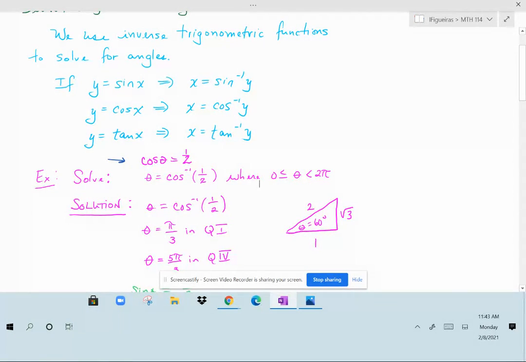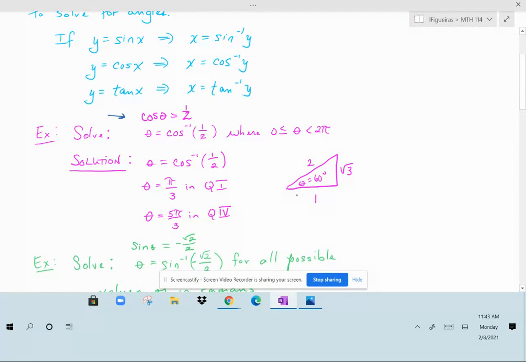So cosine is equal to a half when your angle is 60 degrees, and 60 degrees is equivalent to pi over 3. But since cosine is positive in more than one quadrant, it's also positive in quadrant 4. With a reference angle of pi over 3 in quadrant 4, you would say that theta is 5 pi over 3. In other words, it would be 2 pi minus pi over 3 gives me my angle in quadrant 4. So we have two answers, theta equal to pi over 3 and theta equal to 5 pi over 3. That's where cosine of theta equals a half.